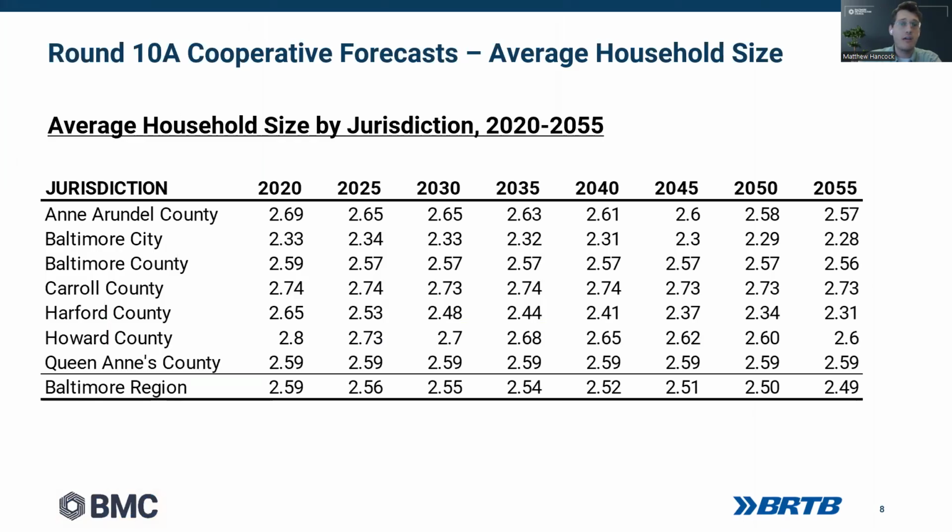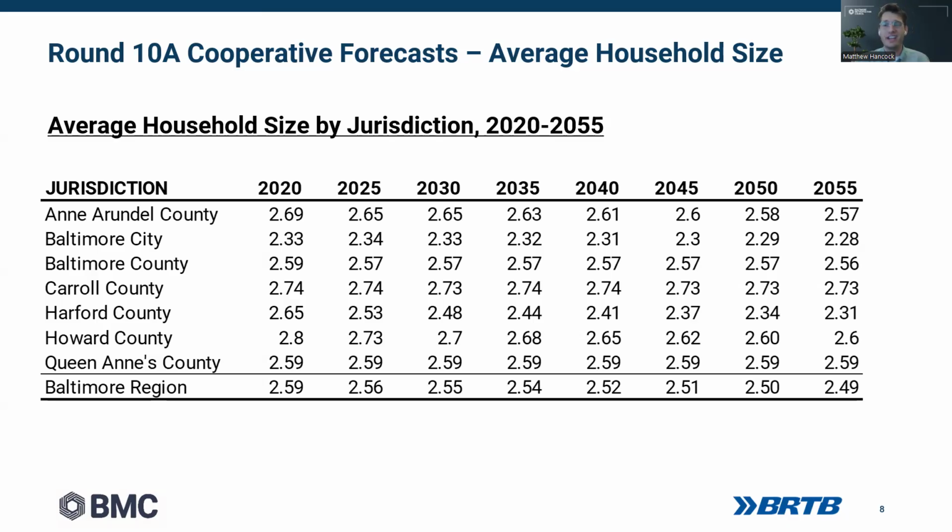So this is going to be our average household size, or persons per household. Nothing extremely drastic in change between rounds. From 2020 through 2055, we have an overall decline from 2.59 persons per household to 2.49. While this is a relatively significant drop, it follows population trends occurring nationwide, where we are seeing a reduction in overall household size, and it matches that trend pretty closely.